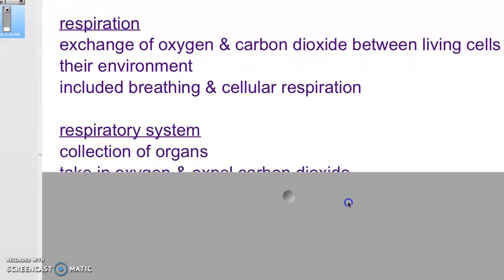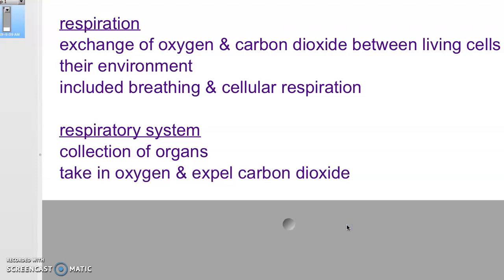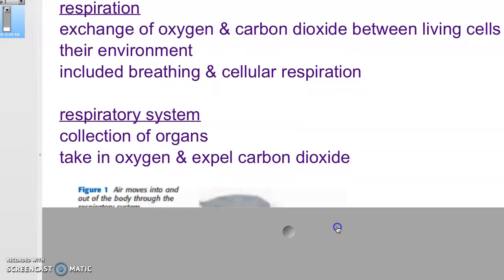So when we look at the respiratory system, it's a collection of organs that take in oxygen and get rid of carbon dioxide. When we breathe in, though, we're not just breathing in oxygen. We're breathing in all sorts of other things. So our lungs have the job of taking the stuff that we're breathing in and removing the oxygen from it and getting that oxygen into our bloodstream so that all of those cells in our body get oxygen, all of those organs and cells. So it's a big process that we're going to go through here.